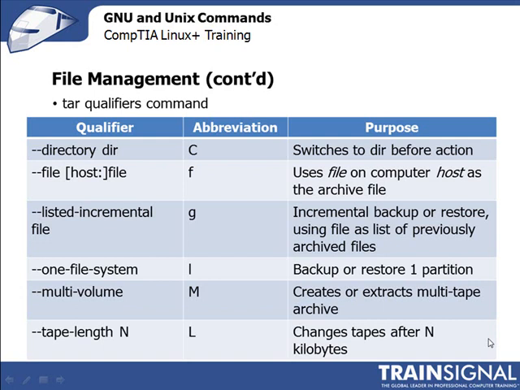--listed-incremental file, abbreviated with g, does an incremental backup or restore using the indicated file as a list of previously archived files. --one-file-system, abbreviated with l, backs up or restores one partition. --multi-volume is abbreviated with a capital M, and it creates or extracts multi-tape archives. --tape-length n, abbreviated with the capital L, changes the tape after n kilobytes.